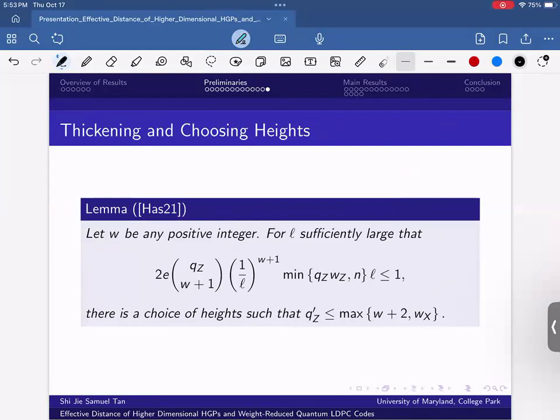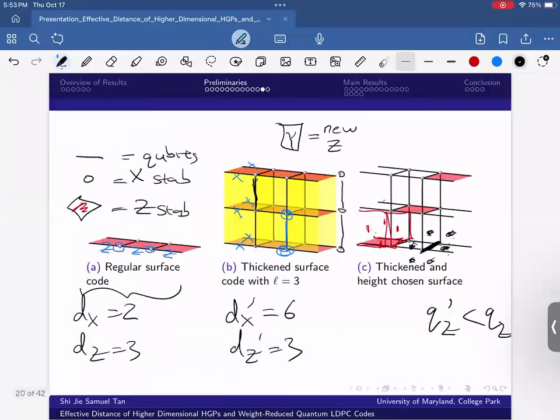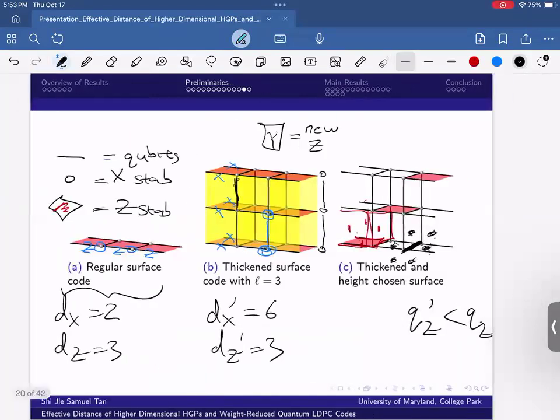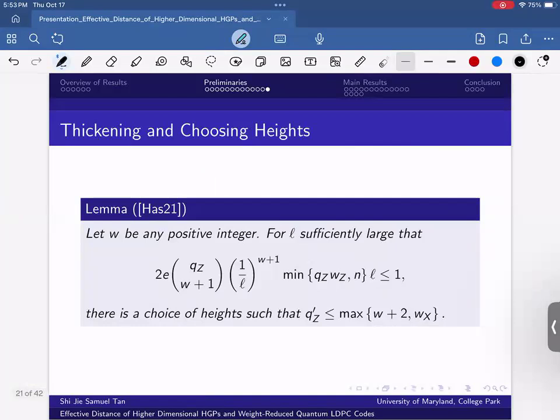So choosing heights is a pretty cool thing. If you guys are from EE, you probably know balls and bins better than me, but it's actually like a balls and bins problem. You can think of having L different bins, and then you choose balls to drop into different bins. So there's this lemma that Hastings came up with.